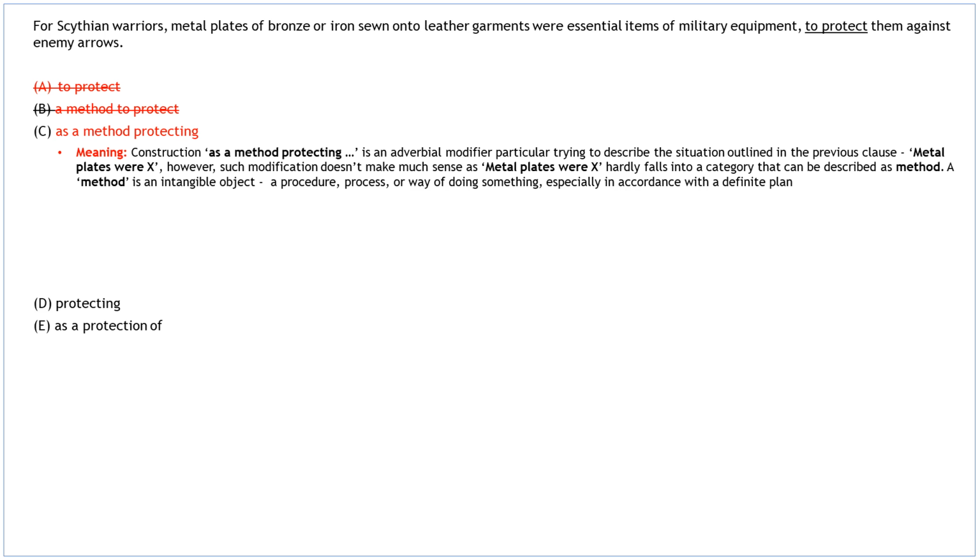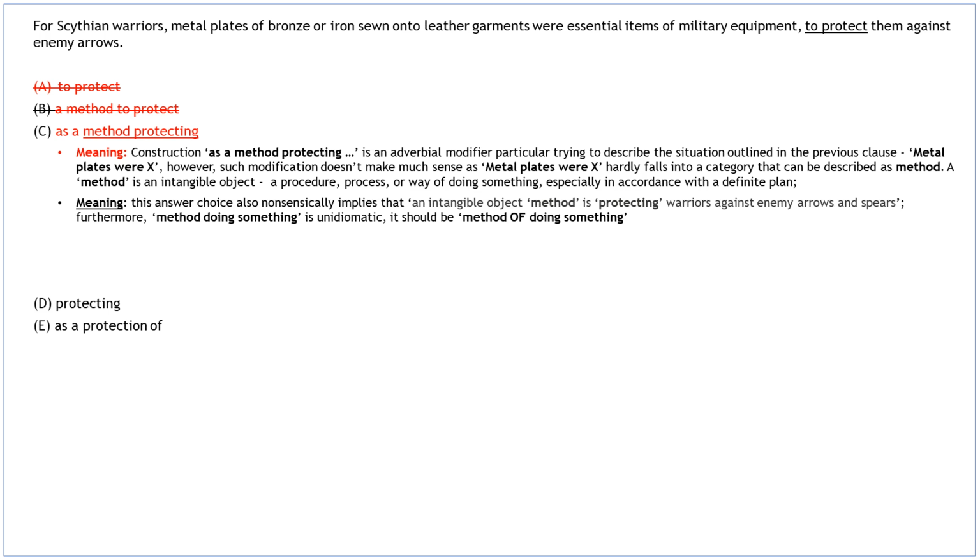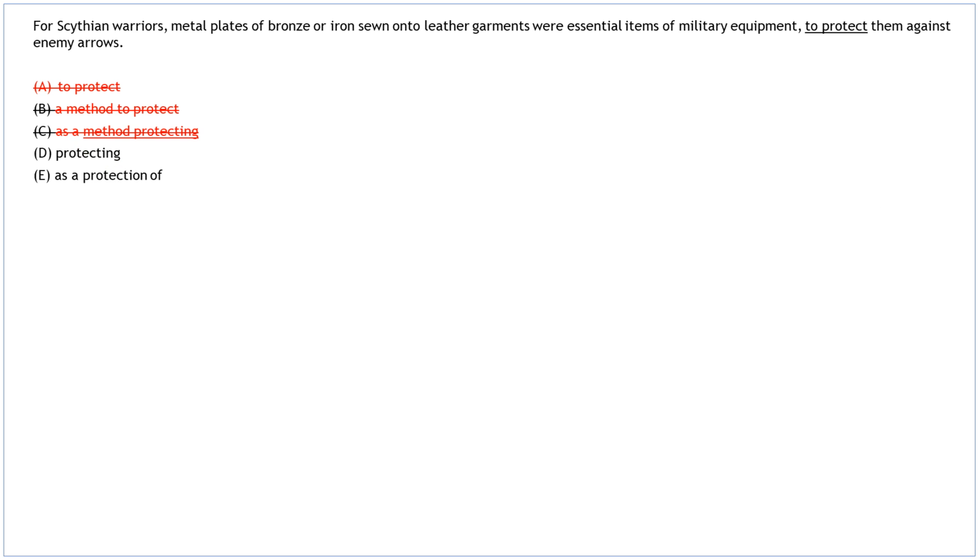A method is an intangible object, a procedure, process, or way of doing something, especially in accordance with a definite plan. Also, this answer choice nonsensically implies that an intangible object, method, is protecting warriors against enemy arrows and spears. Furthermore, method doing something is unidiomatic, it should be method of doing something. Eliminate this answer choice, and move to answer choice D.